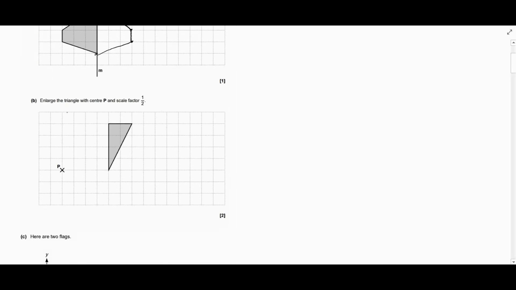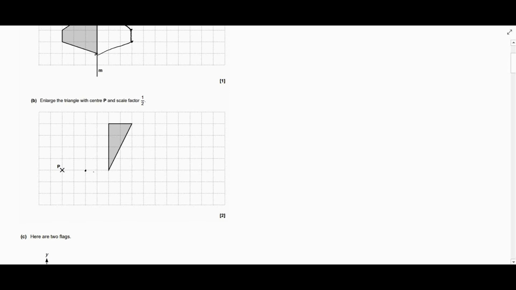This one is an enlargement. Usually with an enlargement of more than one, such as 2 or 3, you'd go up to there, for example, 4 squares, and if it's 2, you'd double that, and you'd go 4 more, as in 8 in total. But here we've got half, so instead you do the opposite. 4 here, so you go only up to 2.